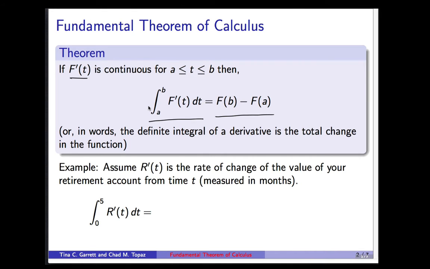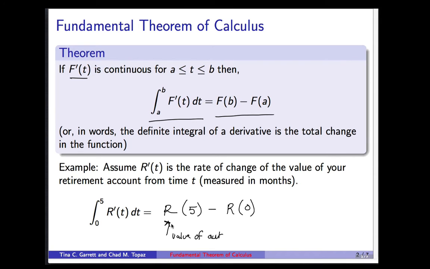Okay, first of all, let's assume r prime is the rate of change of the value of your retirement account from time t measured in months. So how can we interpret the integral from 0 to 5 of r prime of t dt in light of the fundamental theorem? Very simply, we would need to find the function r, rather than being the rate of change of the value of your retirement account, we want r to be the actual value of your retirement account. And we would compute that for time 5, we would compute that for time 0, and we would subtract.